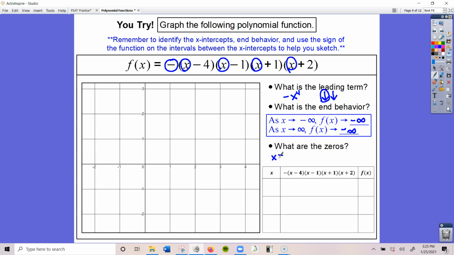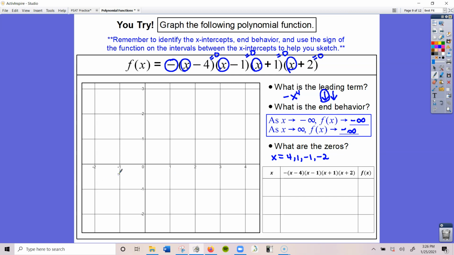Now my zeros are when each individual factor is equal to 0. So x would equal 4, 1, negative 1, and negative 2. And I got that by setting each individual factor here equal to 0 and solving for x. So for example, for this first one, I would have to add the 4, which is why it's a positive 4. Add the 1, positive 1, etc. So once you have your zeros and your end behavior, you're good to start graphing.